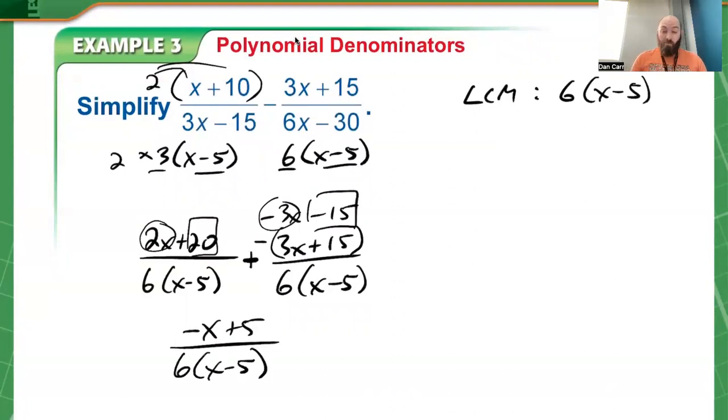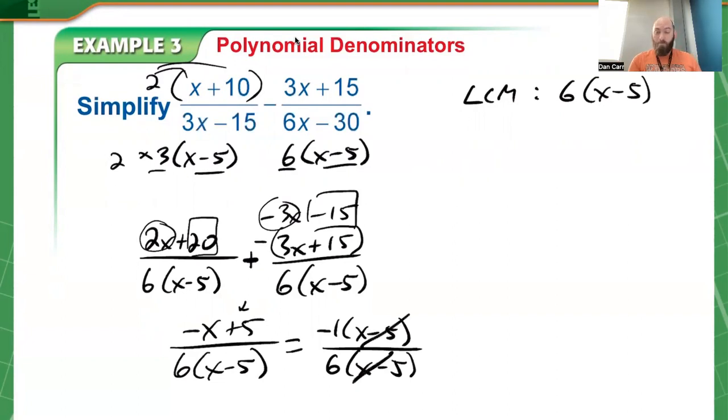The last thing I want to check for is, can I reduce or simplify my rational expression here? Just like we did in 8.1, we check for any kind of common factors. So in this case, because I can also factor out a negative 1 from the numerator, I can do negative 1 times x minus 5. And then I have 6 times x minus 5 underneath. I have x minus 5 and x minus 5 as common factors. So they cancel each other out. So in the end, this simplifies into negative 1/6.